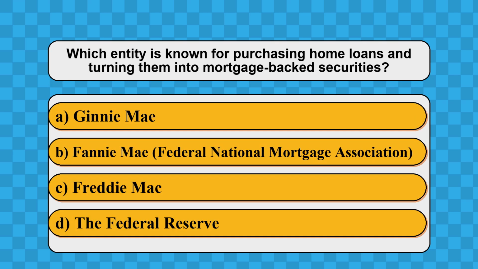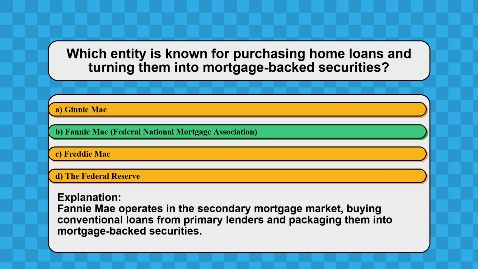Question 5. Which entity is known for purchasing home loans and turning them into mortgage-backed securities? Option A, Ginnie Mae. Option B, Fannie Mae, Federal National Mortgage Association. Option C, Freddie Mac. Option D, the Federal Reserve. The correct answer is option B, Fannie Mae, Federal National Mortgage Association. Fannie Mae operates in the secondary mortgage market, buying conventional loans from primary lenders and packaging them into mortgage-backed securities.